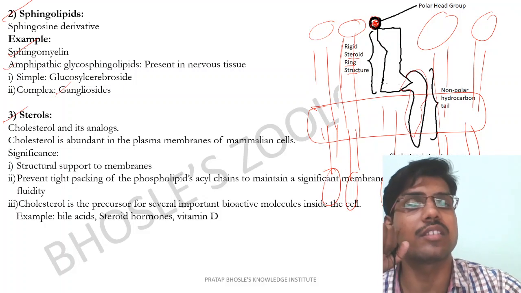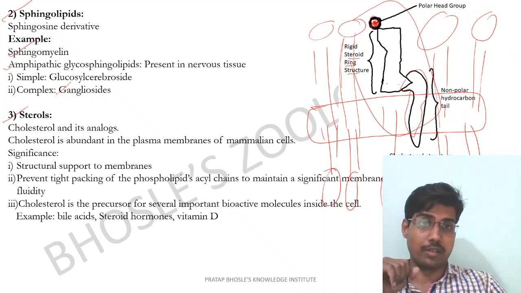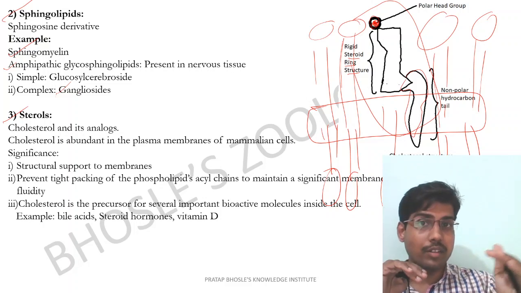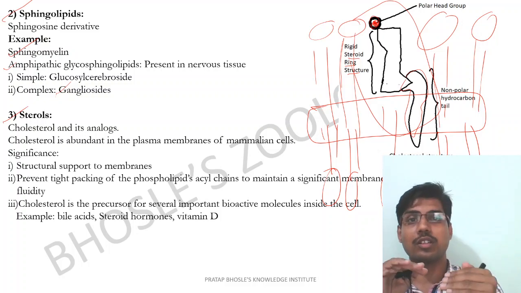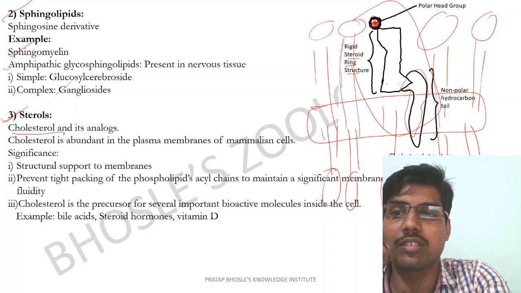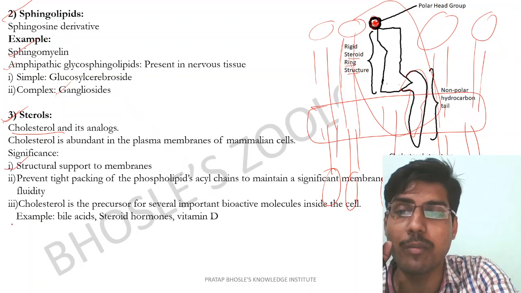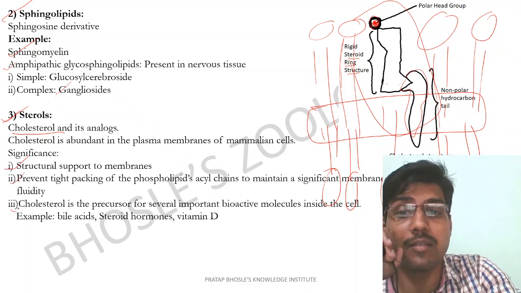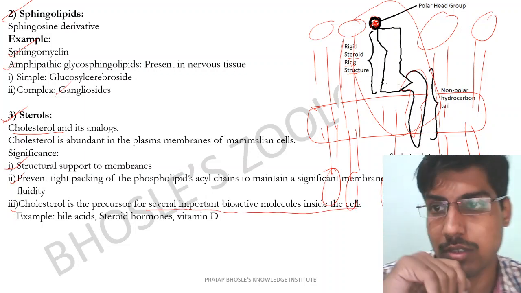Because of this structure, cholesterol has a different effect on the fluidity of the membrane. As we have seen, because of these lipids the membrane is in fluid motion, so that's why it affects the fluidity, but how we are going to study in a separate point. For now just remember the sterols example is cholesterol and its other analogs. What is important is that it gives structural support to the membrane, it prevents tight packaging, and the main important function is that it is a precursor for several bioactive molecules.